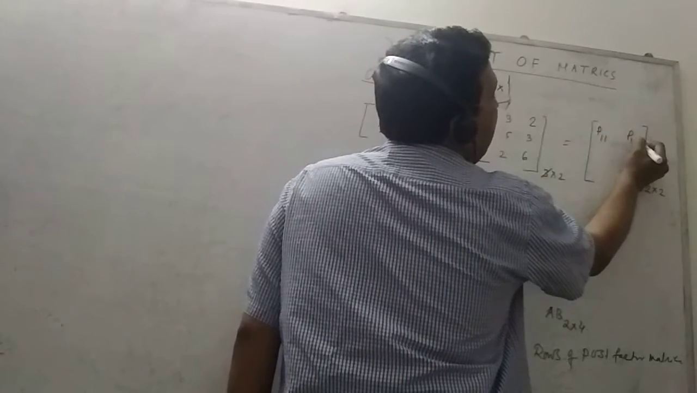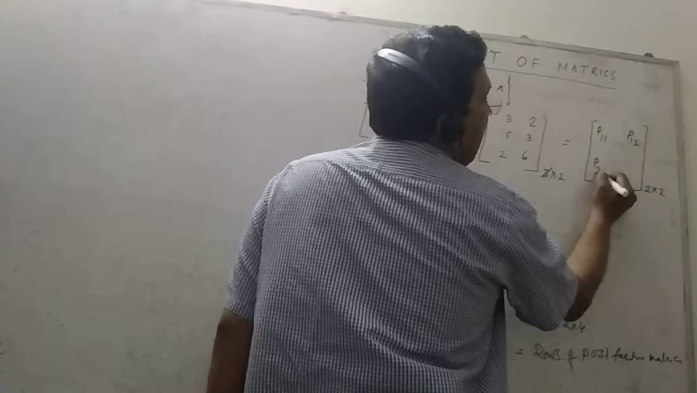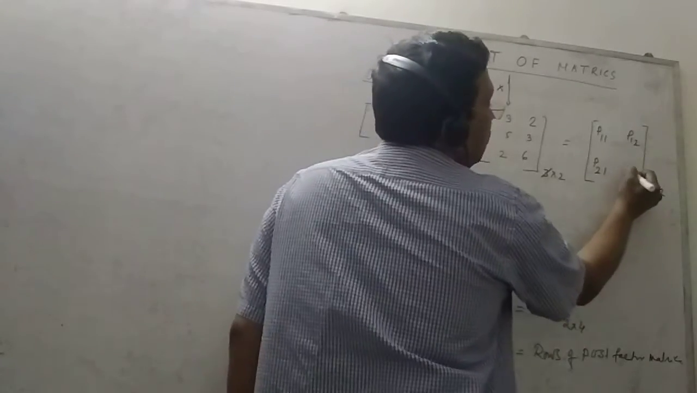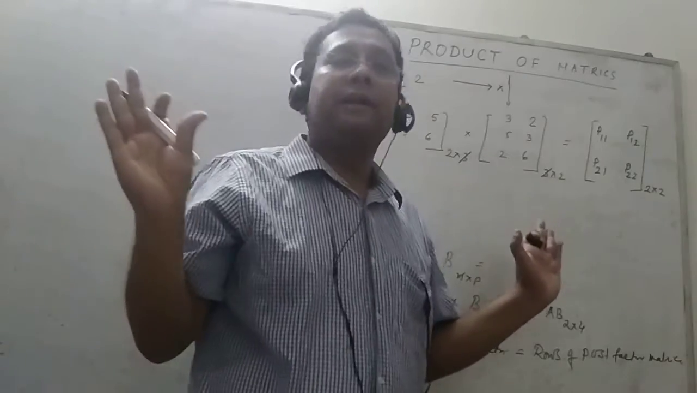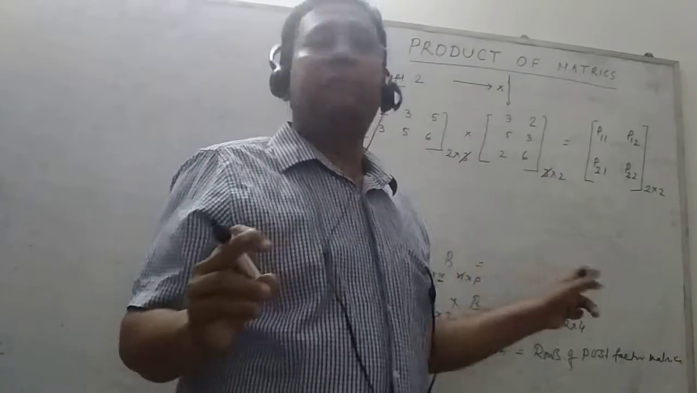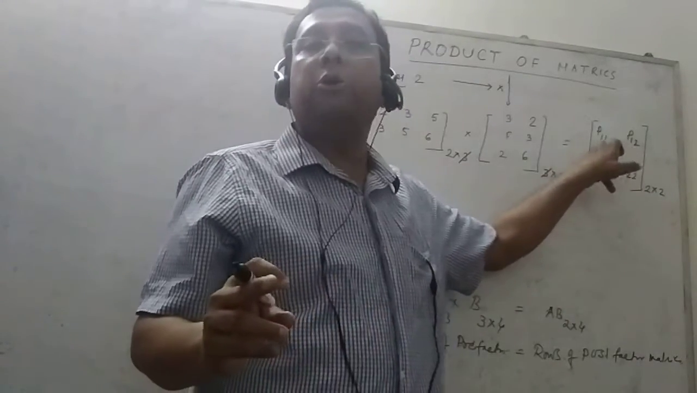For a 2 by 2 matrix, the product result I can write in this way: P11, P12, P21 and P22. Write this scheme. If you write this scheme, you will never forget how to multiply from here, because this will tell me how you will add.